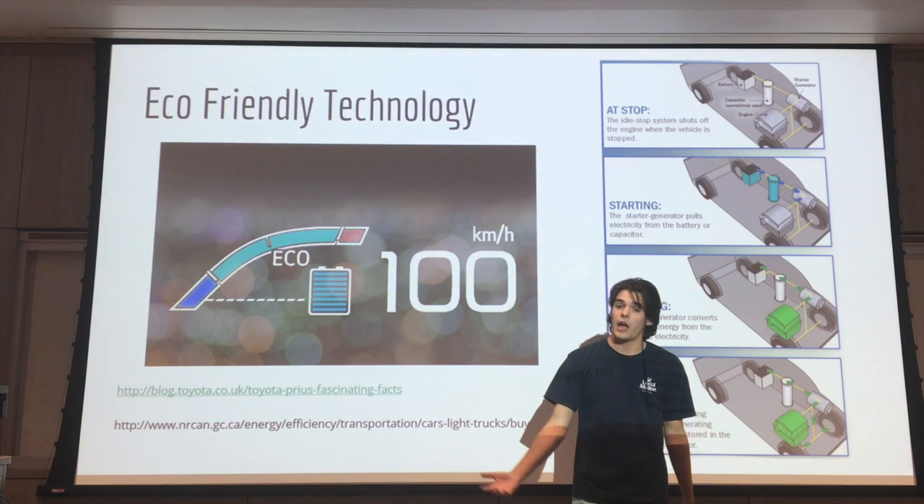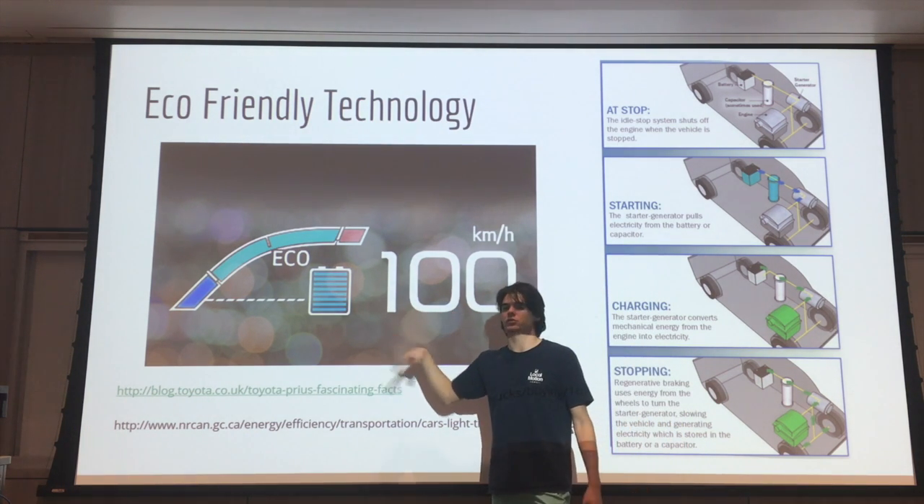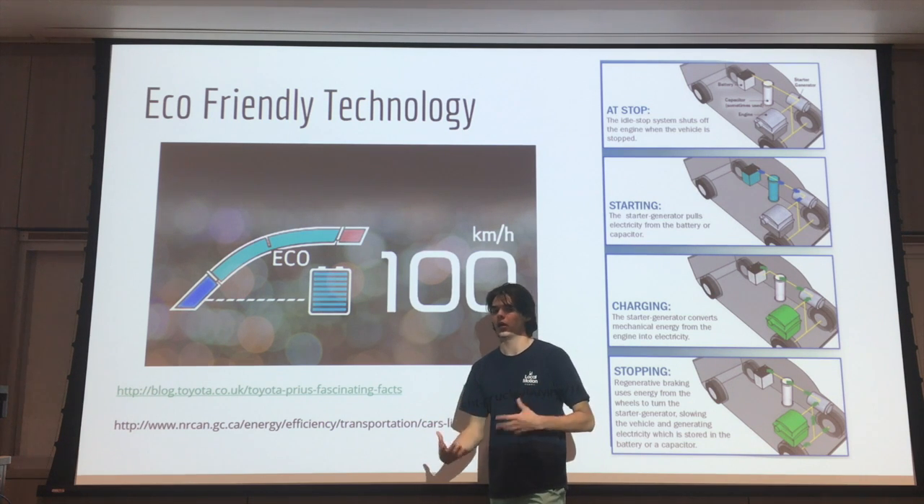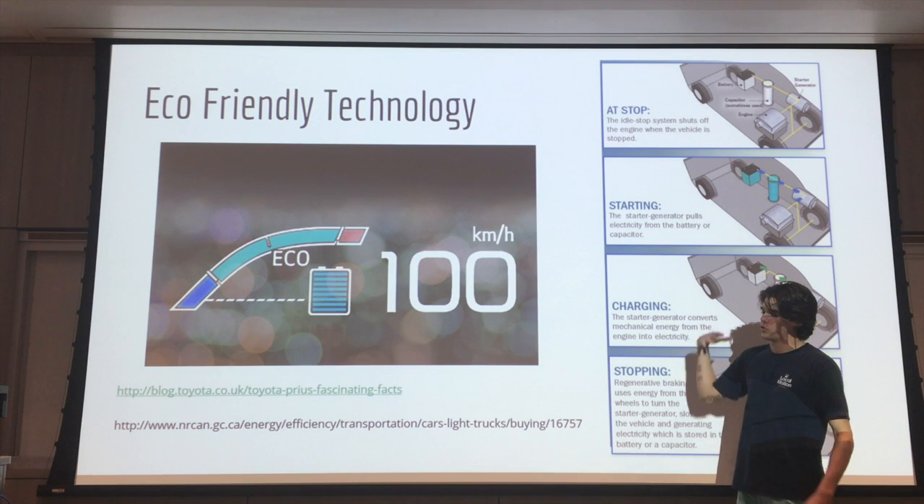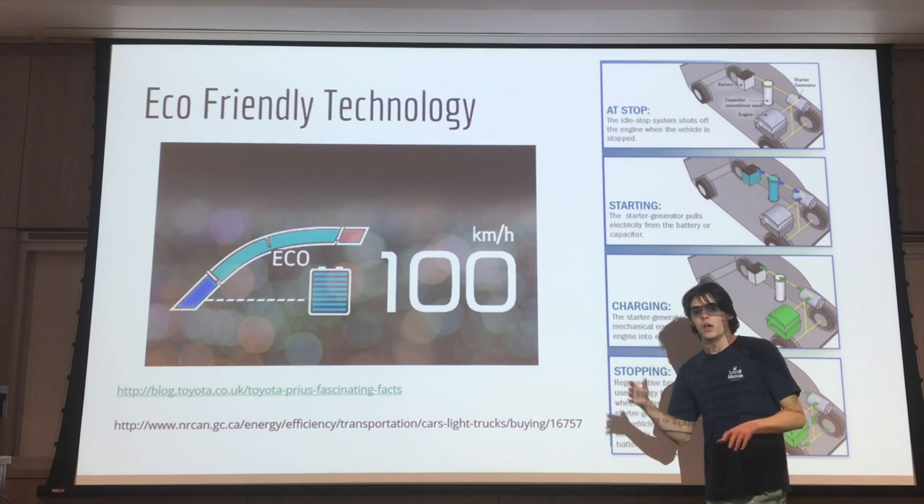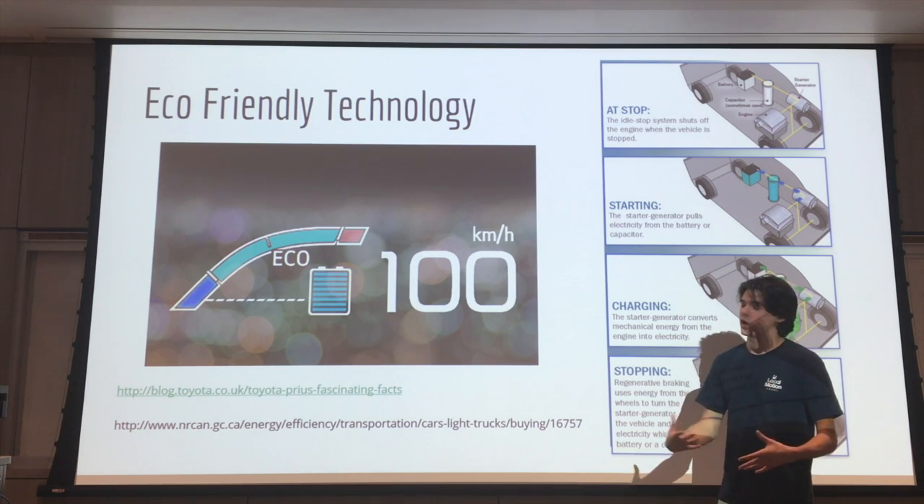And ways that engineers are tackling this in an eco-friendly manner is in the Toyota Prius's Eco Drive, which tells you when you're driving in an eco-friendly manner. And another way is through the idle start-stop engine, which when you're idling, shuts down the engine, but when you're braking, it recharges the battery ever so slightly, but it still recharges.